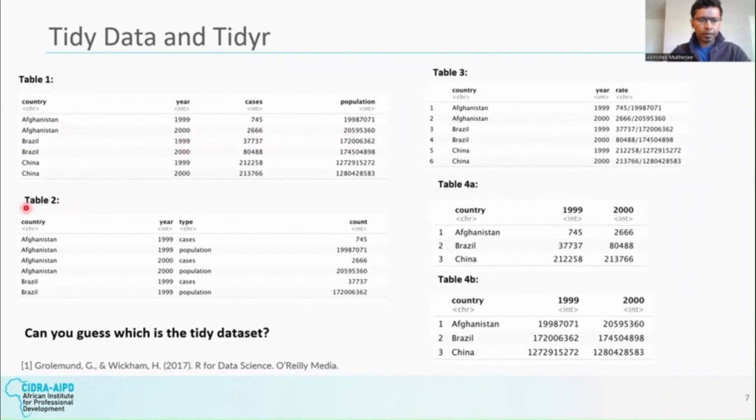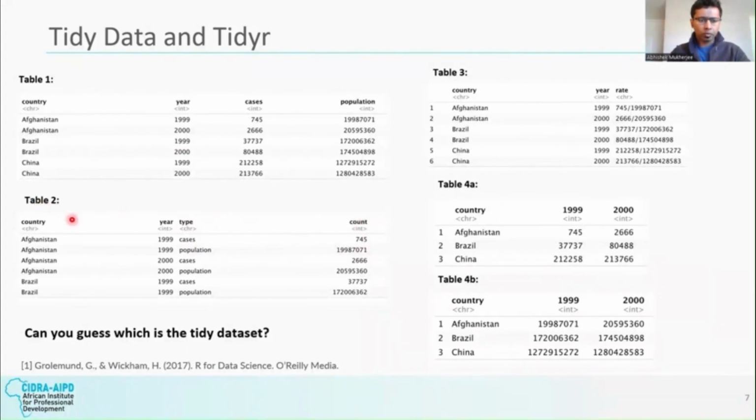Now, coming to table two, we can see that there are also four columns, out of which country and year are the same as what we had seen in table one, but now we have two new columns: type and count. Within the type column, there are two variables, cases and population. So we need to look at the value of the type column to understand what the value in the count column would actually mean.